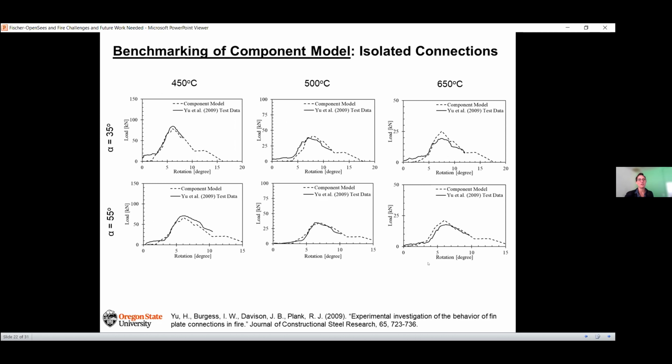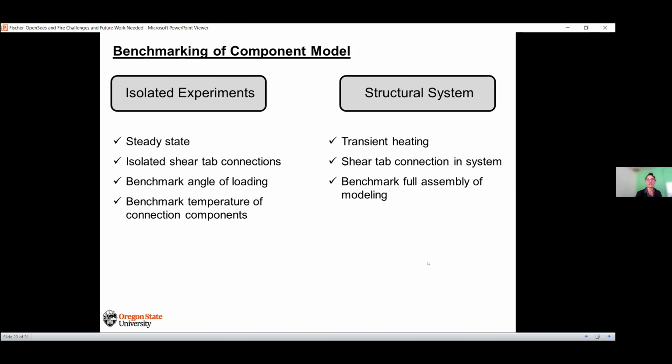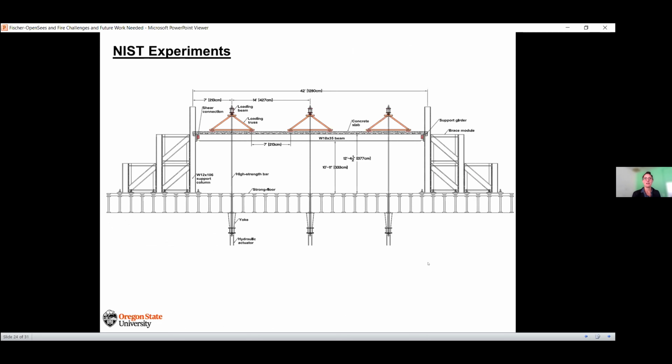When it comes to loading at different angles, our component model is able to actually simulate those behaviors at different angles and different temperatures that are realistic during a fire, as well as simulate that post-peak behavior, most importantly, of these connections. Okay, so taking that component model and putting it into a structural system.